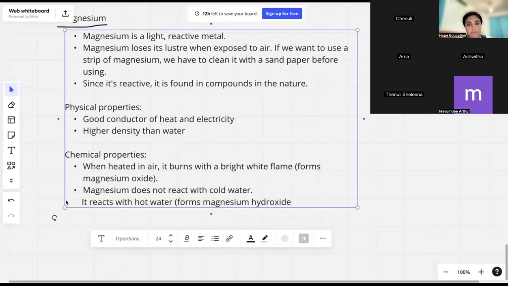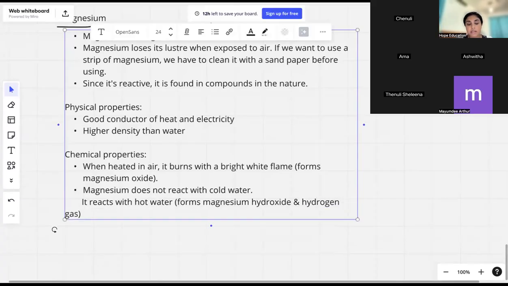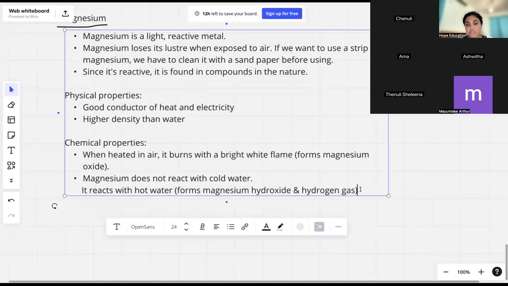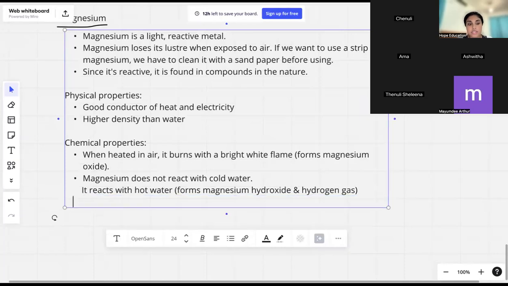All these chemical names like magnesium oxide, magnesium hydroxide, all of that, don't worry, because we are going to be learning what they mean, right? Because we need to know some other chemistry parts. So once we discuss that, I will come to those chemical names.